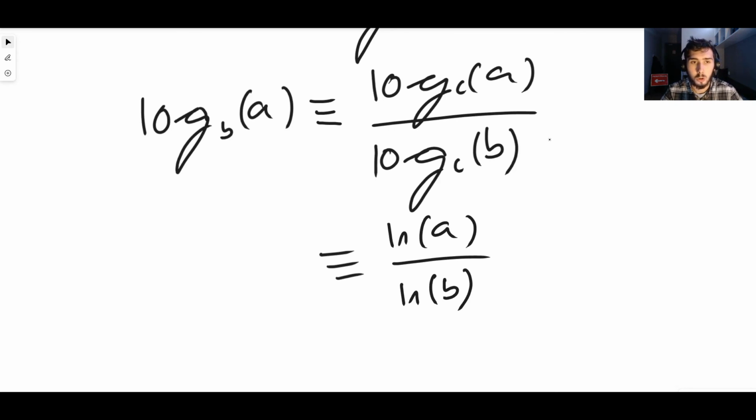So for example, log base 2 of 5 is simply going to be equal to natural log of 5 over the natural log of 2, because that's your a and b in that example. And that's really useful, and that will lead on to another video.